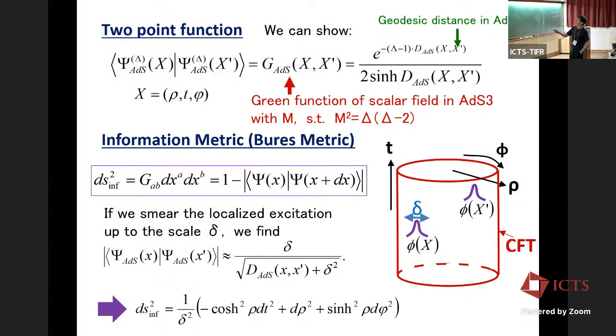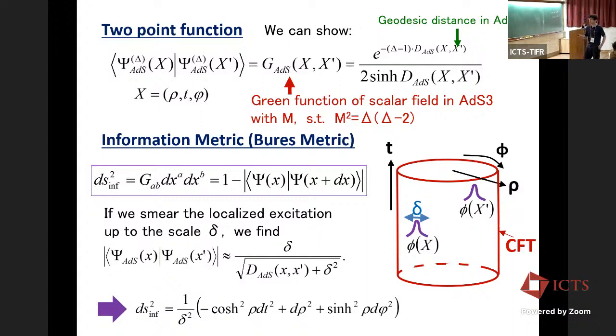And that depends on this D_AdS. This is the geodesic distance between x and x prime, given by this. This is the Green function of AdS3, or some scalar field with some mass given by this value. And also from this, by regularizing this excitation with delta, we can calculate something called the information metric. Because we want to know how much we can distinguish two different quantum states, which is just given by this Bures metric. And with regularization delta, because the two-point function behaves this way, we can easily reproduce the AdS metric.